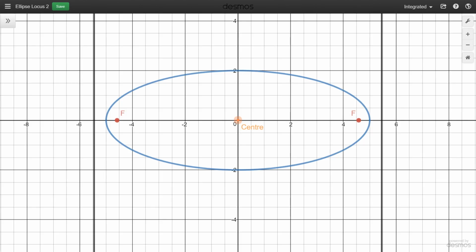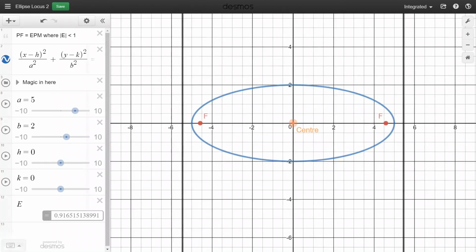So this is what the locus will look like when graphed. The blue is the P points, F is the focus, and these black lines here are the directrices. And you can see that it forms an ellipse. You can see that it is 2 up and down and 5 across from the center. And you can play around with this as much as you want.